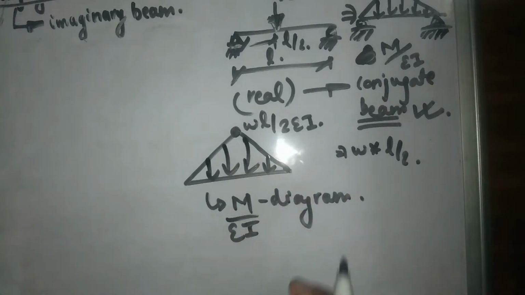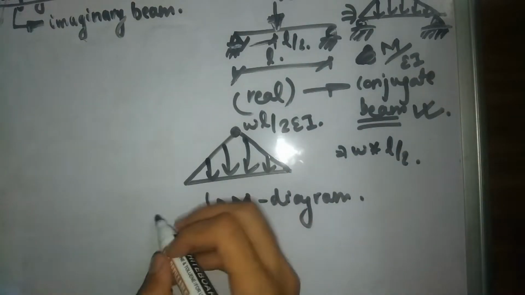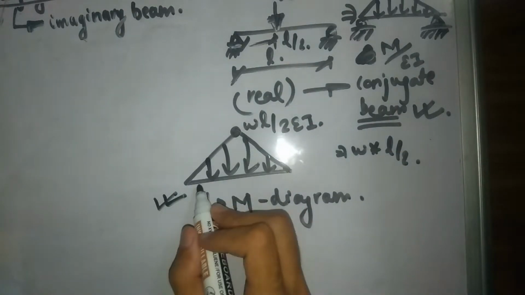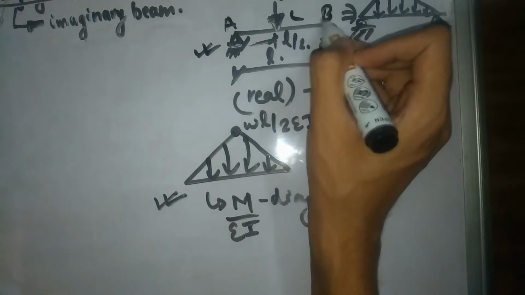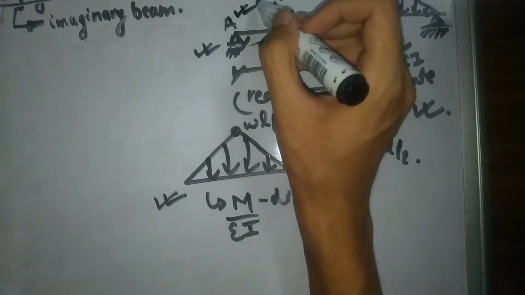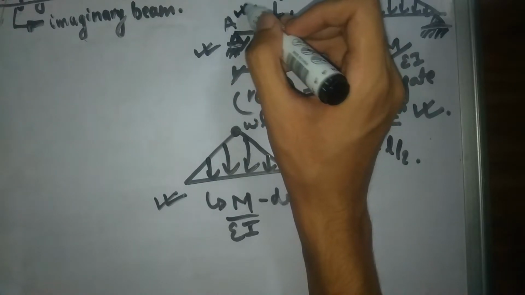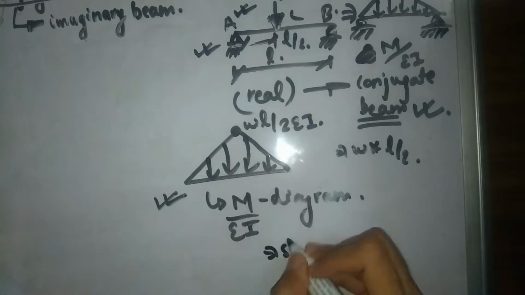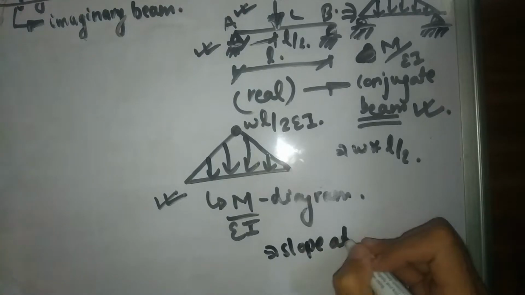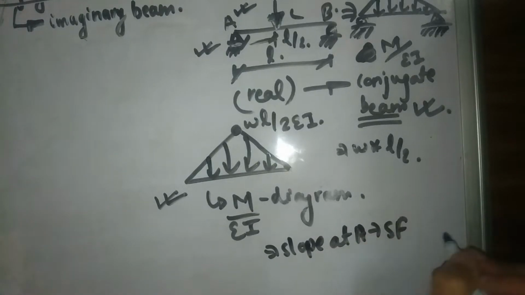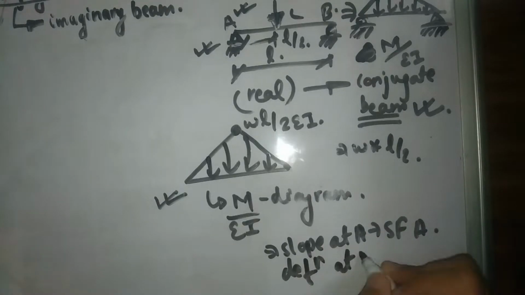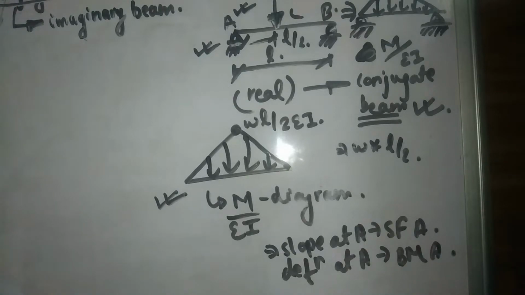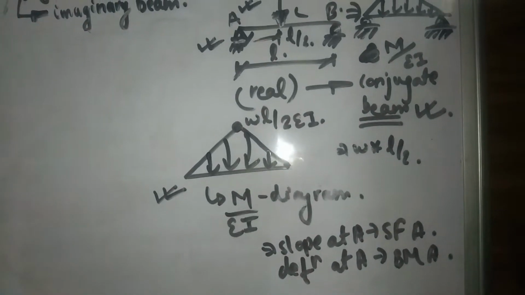So this is going to be my conjugate beam for this diagram, and if I calculate the shear force of this diagram, let's say point A, this is point C, and point B. If I need to find the slope at A, I'm going to calculate the shear force at A, and if I need to find the deflection at A, I'm going to calculate the bending moment at A. So this will be more clarified when I do a practical example.